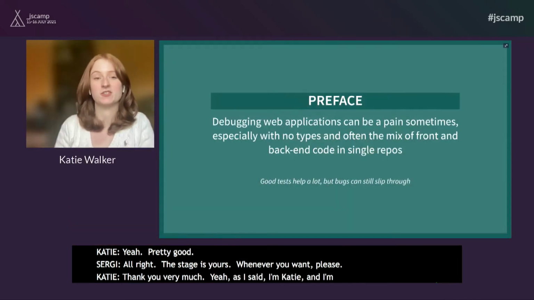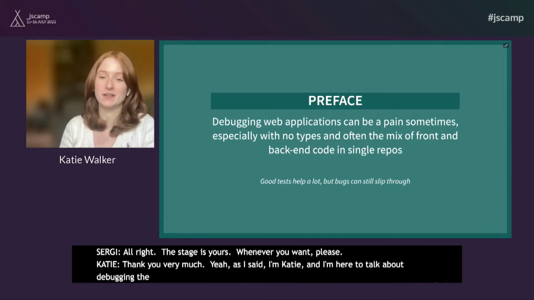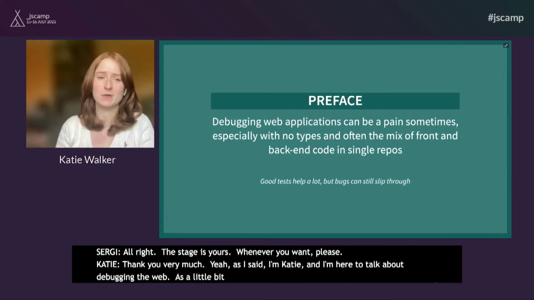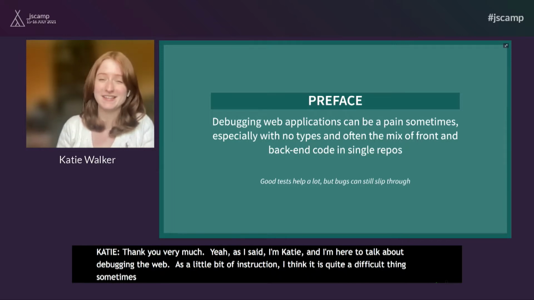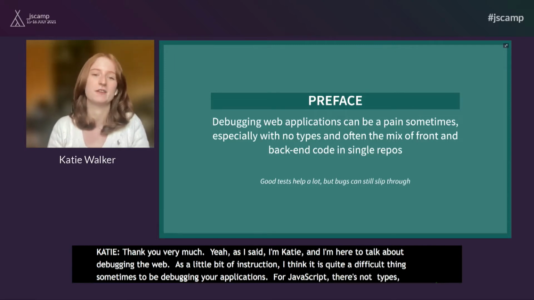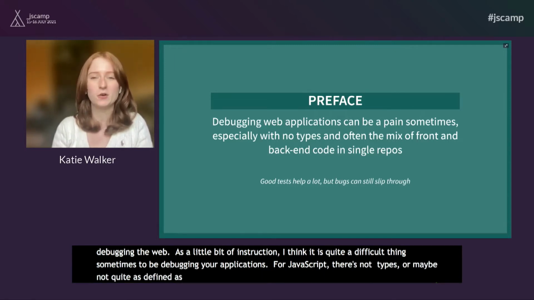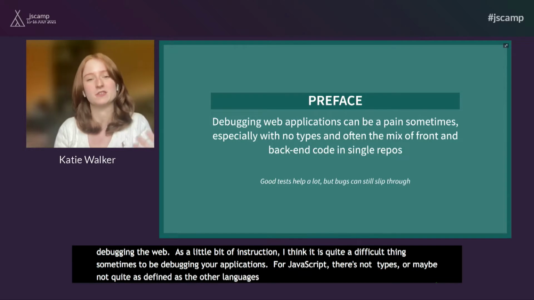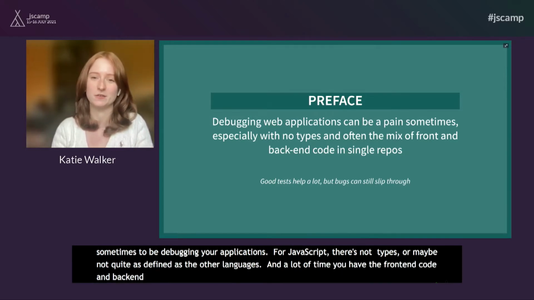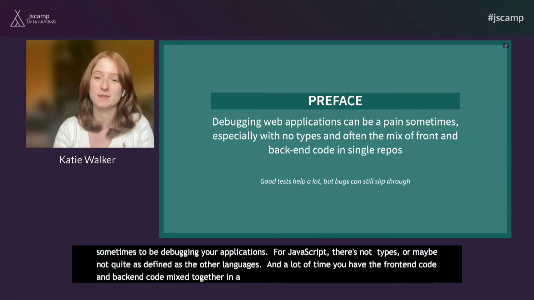As a little bit of an introduction, I think it is quite a difficult thing sometimes to be debugging your web applications. With JavaScript, there's not types, or if there is, they're not always quite as defined as maybe with other languages. And a lot of the time you have your front end code and back end code all mixed together in a single repo. And I think it just sometimes makes it a little bit difficult to hunt down your bugs, basically.